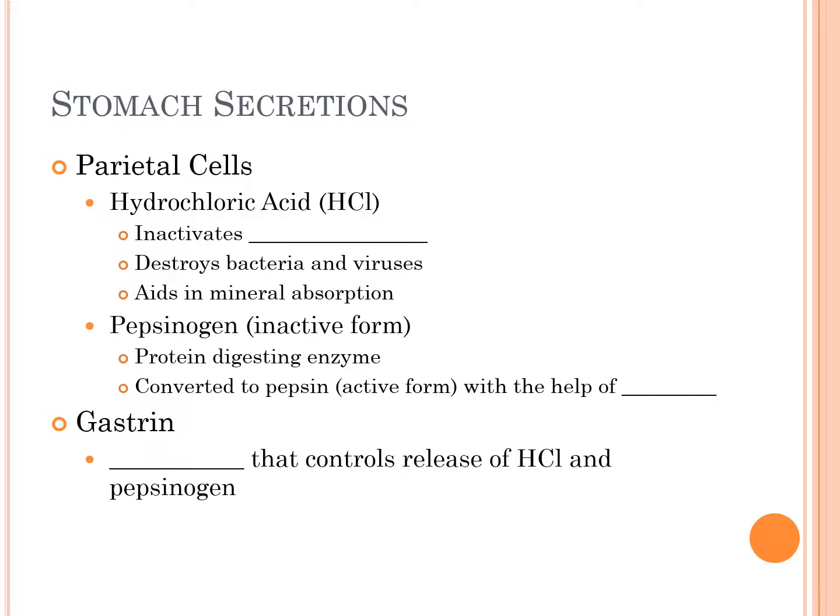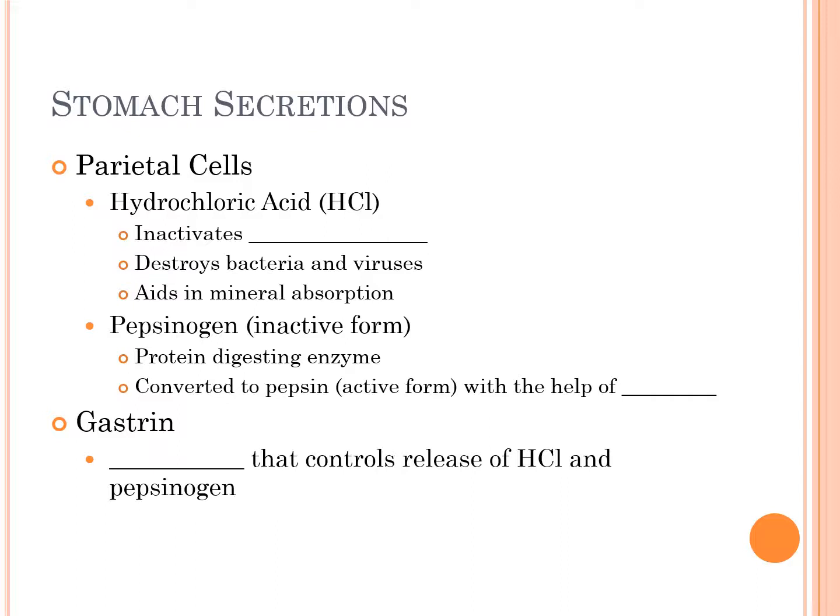And that way it keeps the pepsin away from the walls of the stomach, if things work the way they're supposed to. So in the first blank, you want to put in inactivates salivary enzymes. In the second one, you would put in with the help of hydrochloric acid. The third one is a reference to another hormone of digestion called gastrin. Gastrin is the hormone that will stimulate the stomach to release its hydrochloric acid and its pepsinogen.